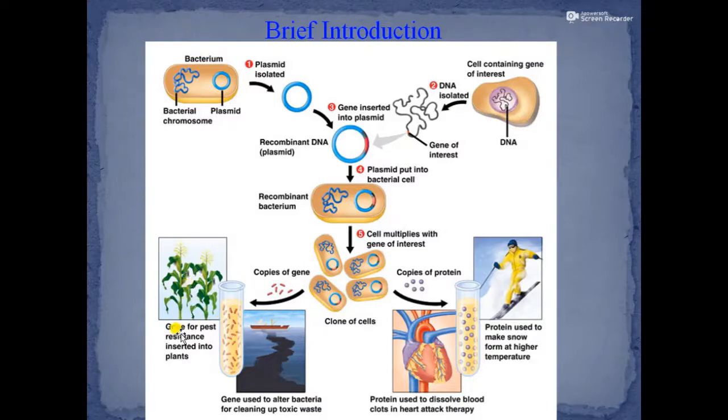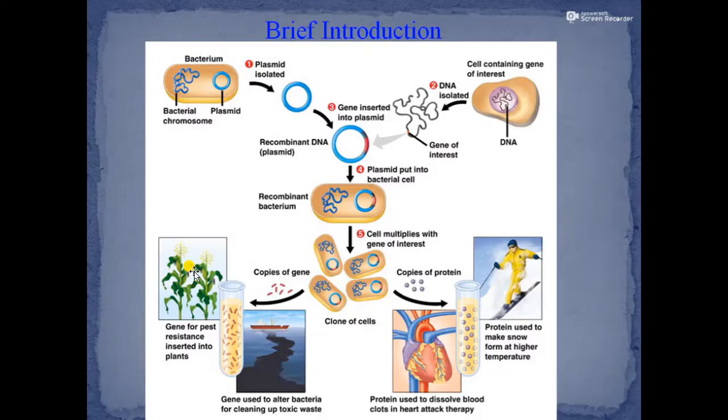Either it could be a gene for pest resistance which is inserted into a plant, or it could be a gene used to alter bacteria for cleaning up toxic waste, or it could be a protein used to dissolve blood clots in heart attack therapy, or a protein used to make snow form at higher temperature. So the gene of interest could be for different reasons. It could be of therapeutic importance, or it could be for a bioremediation response, or it could be something which would help us promote agriculture.